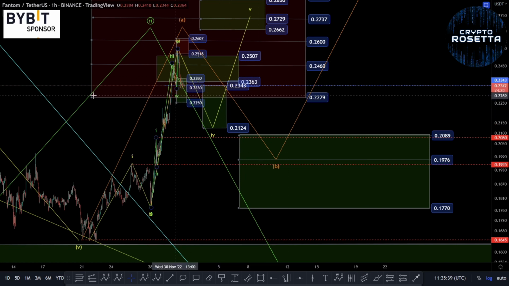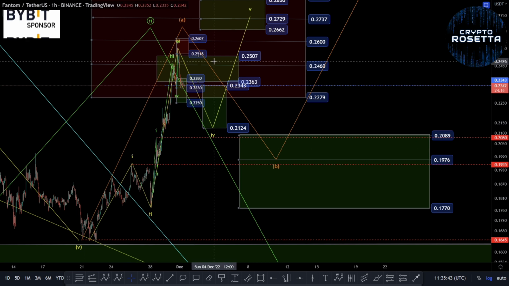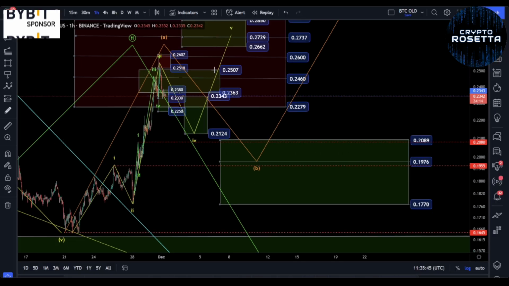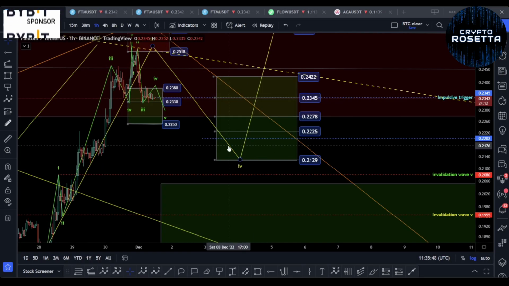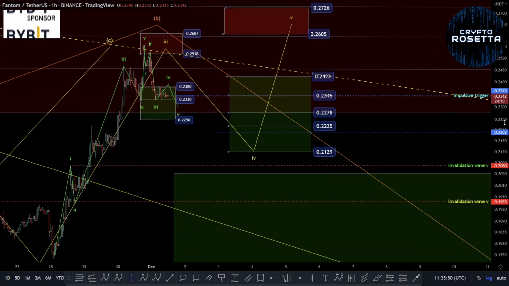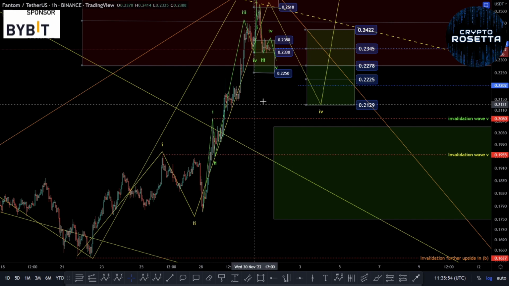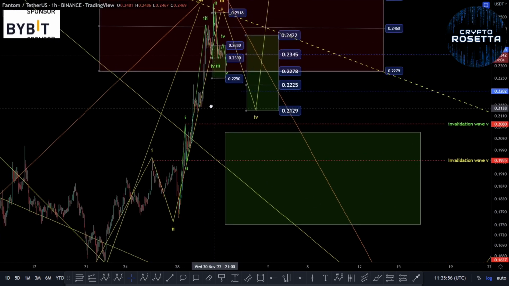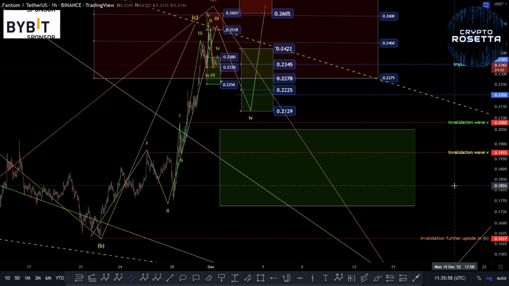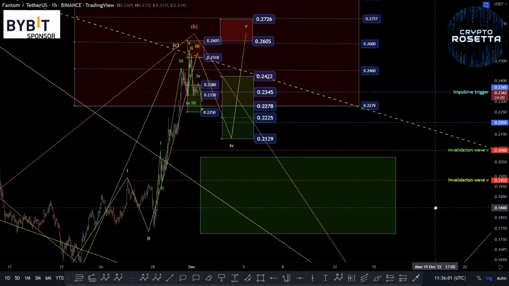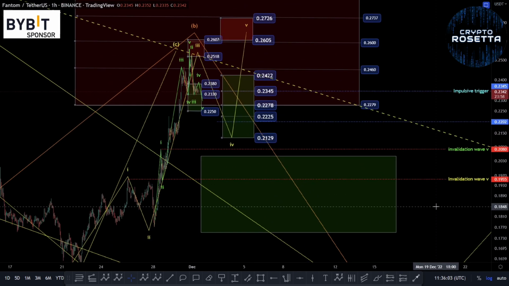We need to see how we react off these levels, and then from there we can get a better indication of which potential option is playing out. Currently, this one is my preferred count. The potential that we're having this diagonal, because it's the neatest option, and it kind of lines up with a lot of what I think is going to happen with the other coins. So we'll just have to keep an eye on these.